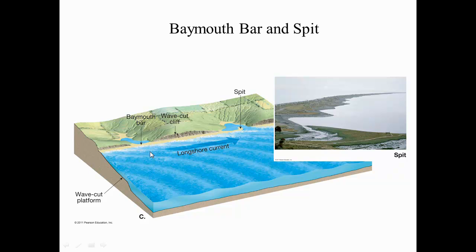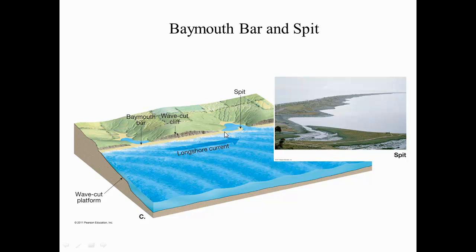Here again, notice the direction of the longshore current. This is the direction that the beach sands are traveling. Here we see a baymouth bar where the beach sands have crossed the cove, blocking it off from the ocean.